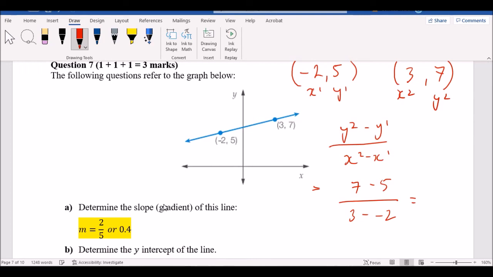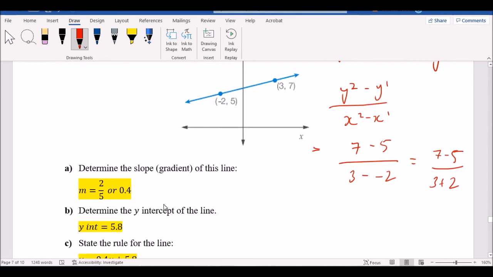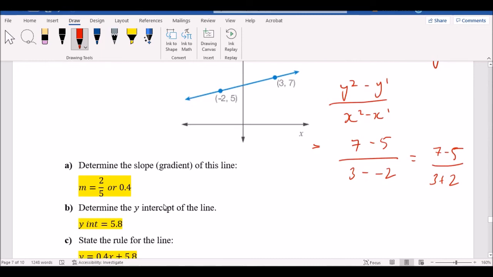And that will be, in this case, 7 take away 5 over 3 take away -2. And this becomes 7 minus 5 over, what does this become? 3 plus 2. Okay? And this becomes 2 over 5. So if your answer is 2 over 5 or 0.4, great. Lovely. Good job.